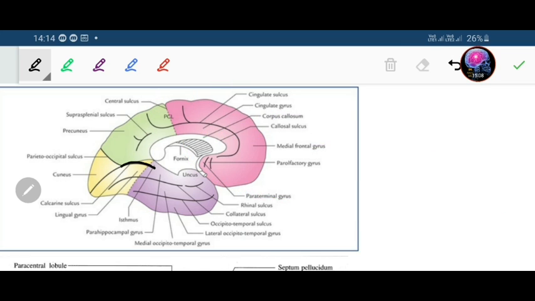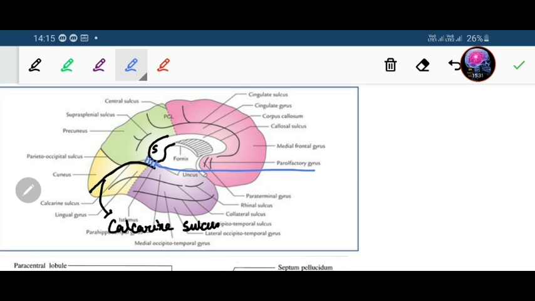This is the outline of calcarine sulcus, which has already been described, and this is the posterior thick end of corpus callosum, which is known as the splenium. In between the splenium and anterior part of the calcarine sulcus, the small area is known as isthmus.